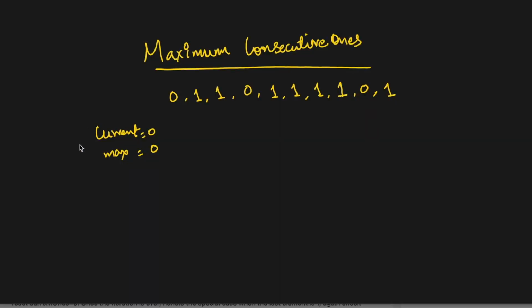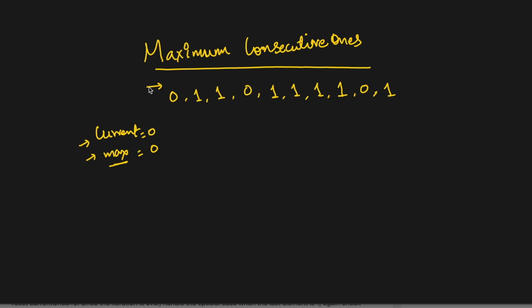So here we'll have two variables, one is current and one is max. Okay, so current will keep track of all the consecutive ones which we'll see during the iteration, and max will keep track of the maximum number of consecutive ones which we have seen. Okay, so at the end the max is going to be our final answer.